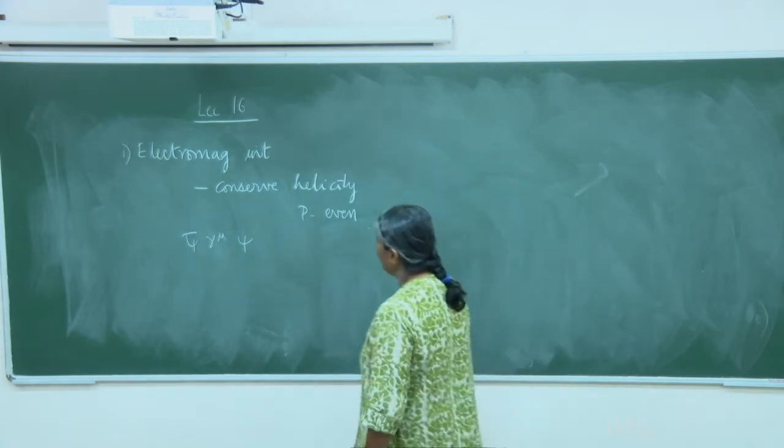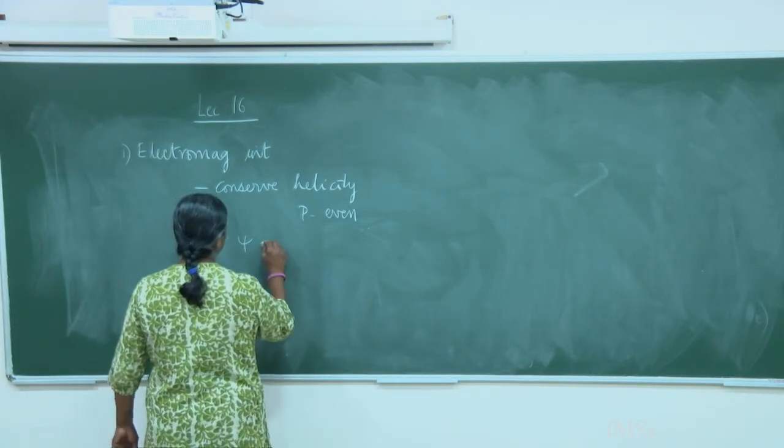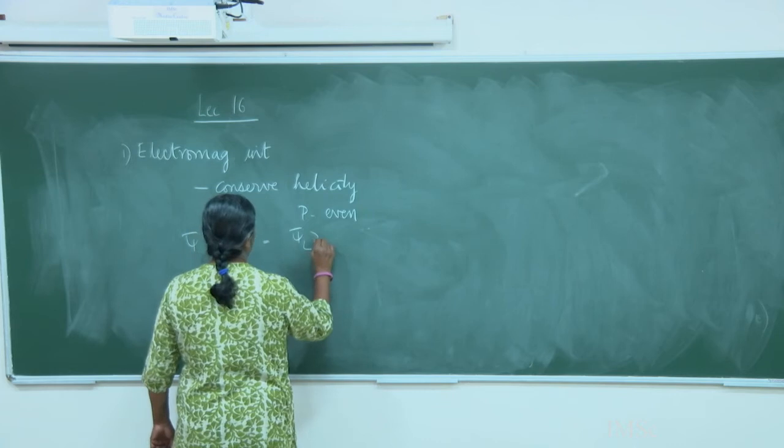I showed you that this interaction vertex can be written as psi bar L gamma mu.